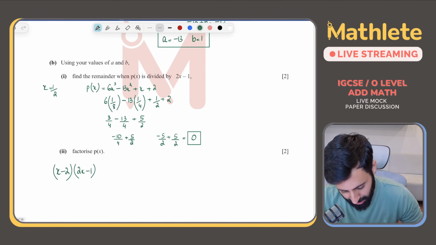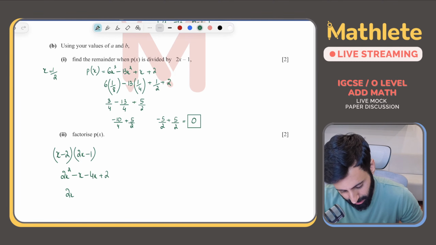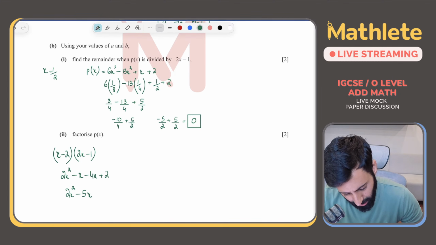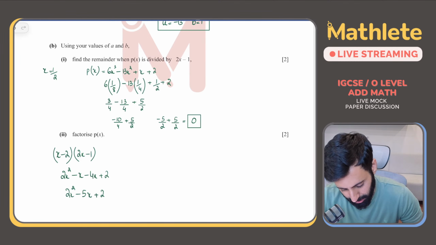So this becomes 2x squared minus x minus 4x plus 2. So this becomes 2x squared minus 5x plus 2. You can do comparison also, that's perfectly all right. Okay, let's just double check. Remember the 3 to 1 rule, 3 lines of working. Pause for 2 seconds, review it once.